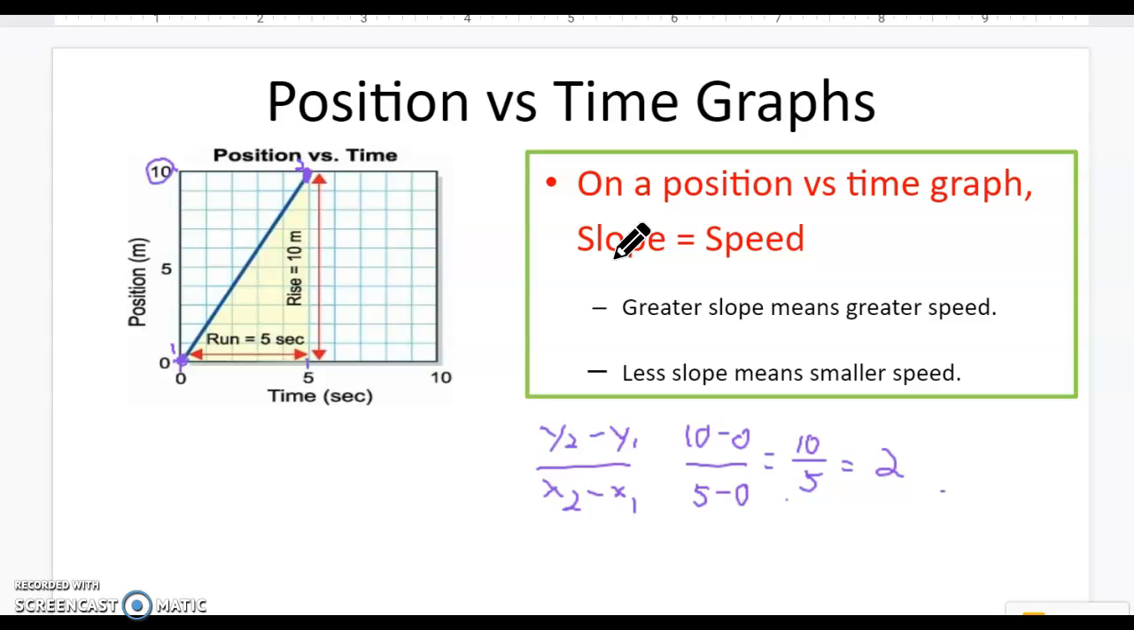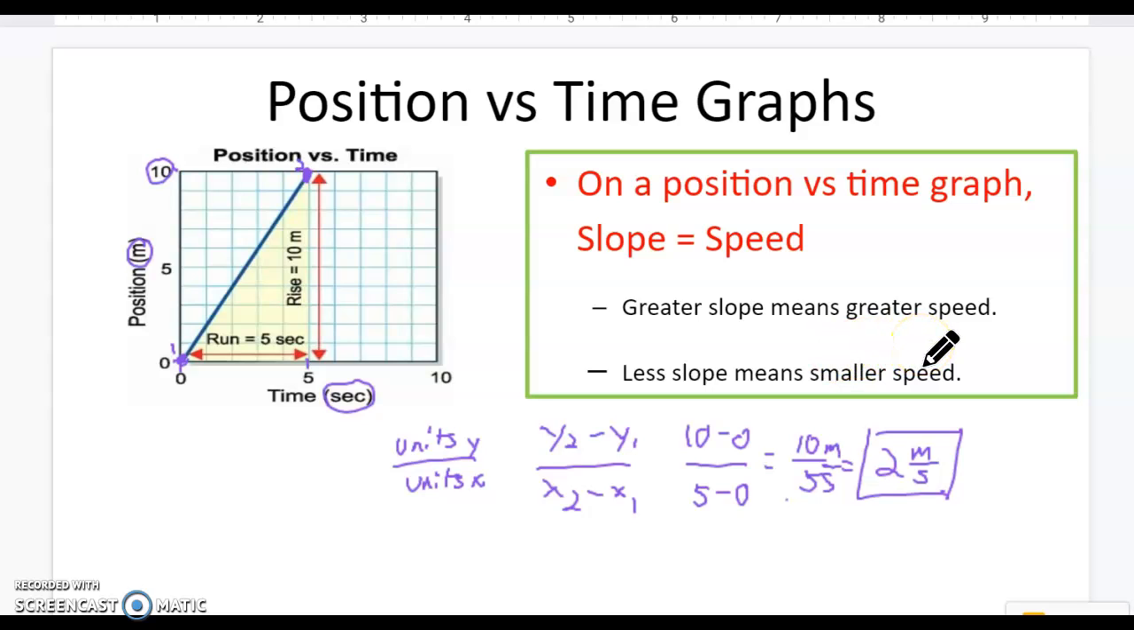The units for our slope are going to be the units for our y divided by our units for our x. So we are taking y units, or meters, divided by our x units, which is seconds. We get meters per second. And that's how we can find our speed. The greater the slope means the greater the speed. The less slope there is, that means the smaller the speed, or the slower it's going.